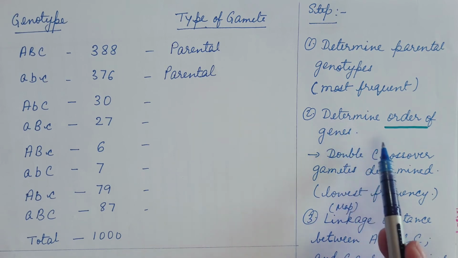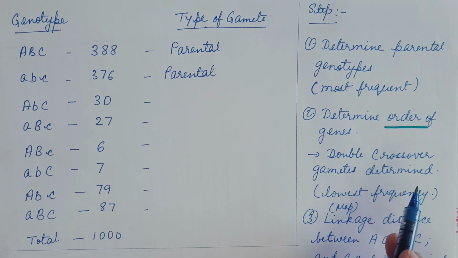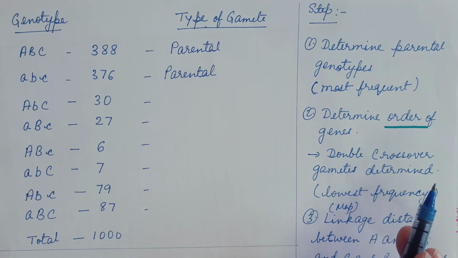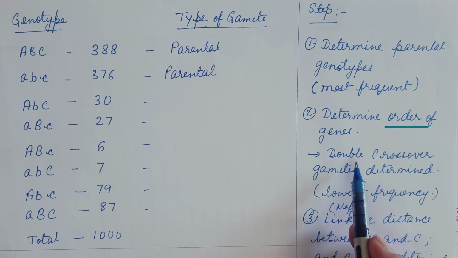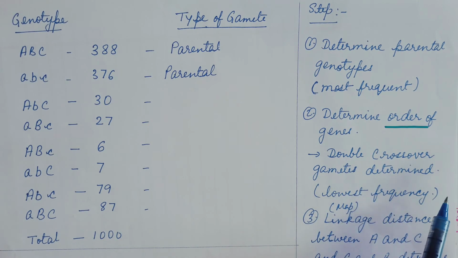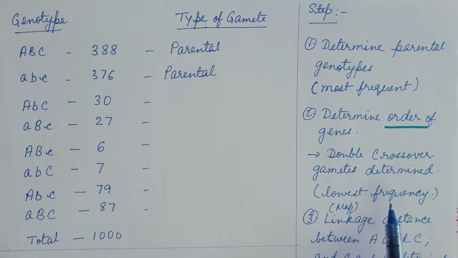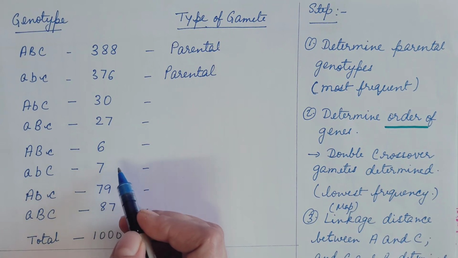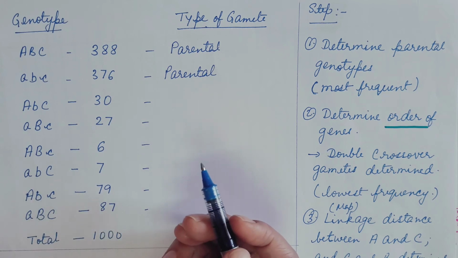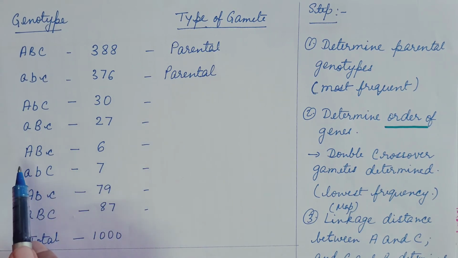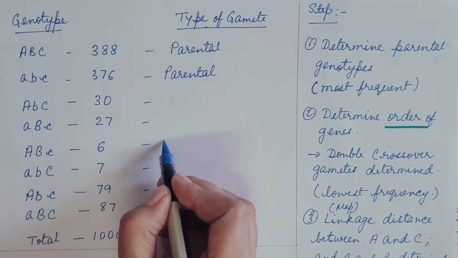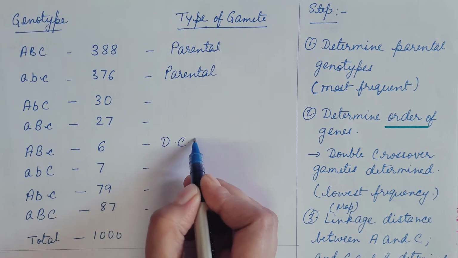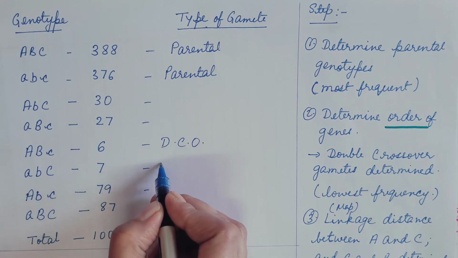Now in the second step we have to determine the order of the genes, or the sequence in which the genes are arranged on the chromosome. For this we will determine the double crossover gametes. The gametes which have the lowest frequency, or the lowest number, are the double crossover. Here we can see that capital A, capital B, small c, and small a, small b, capital C are the double crossover gametes.